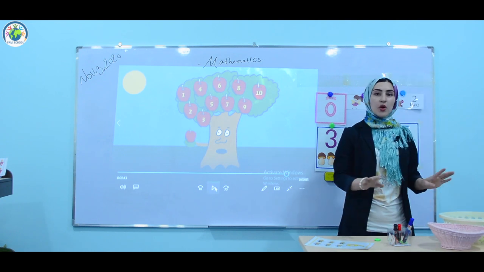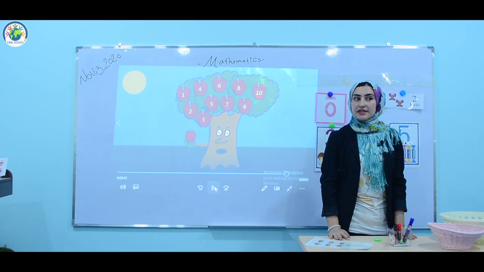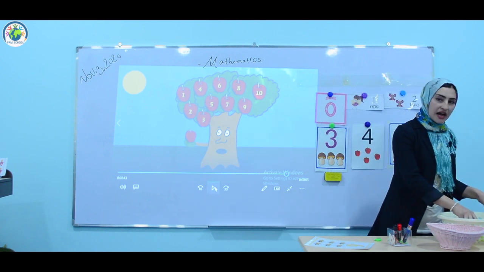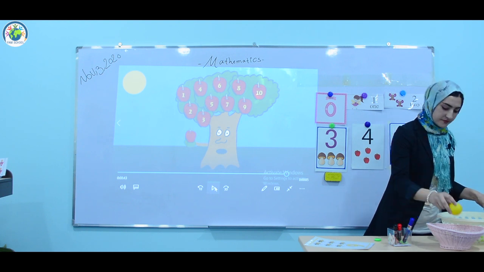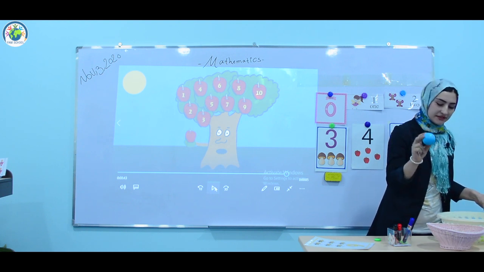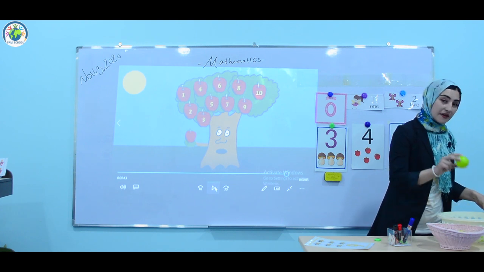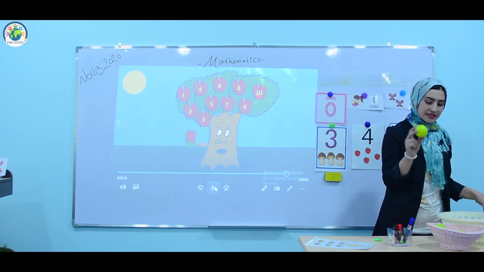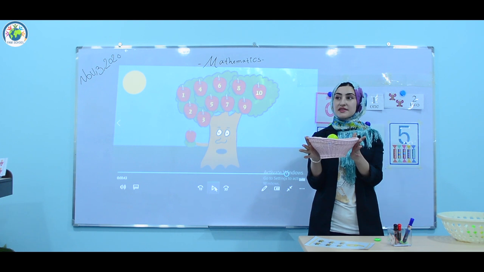And now we have some balls here. Let's count them all together, okay? Are you ready to start? Ready? I'm waiting for you. Good, so let's get started. Let's count. 1, 2, 3, 4, 5, and 6. Now, how many balls do we have in this basket?